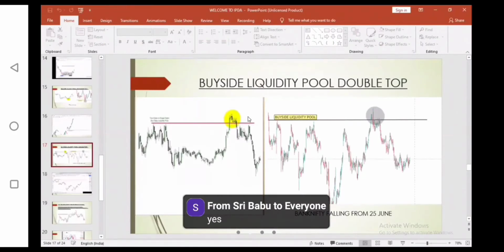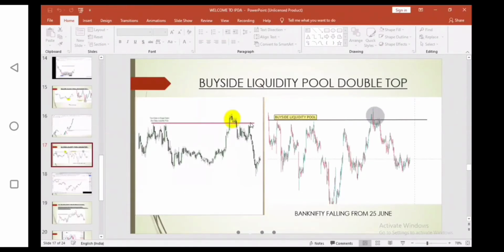So today we will discuss the buy side liquidity pool double top. What does this mean? When a double top structure forms and it is too clean, there is a large liquidity pool resting above that.